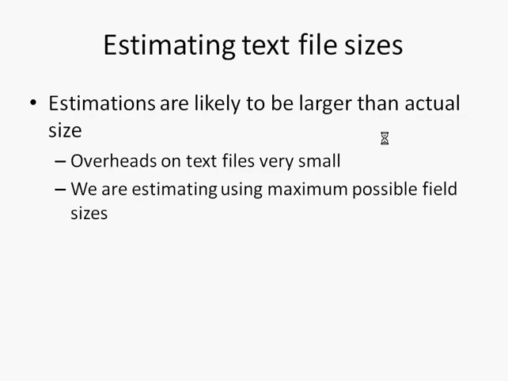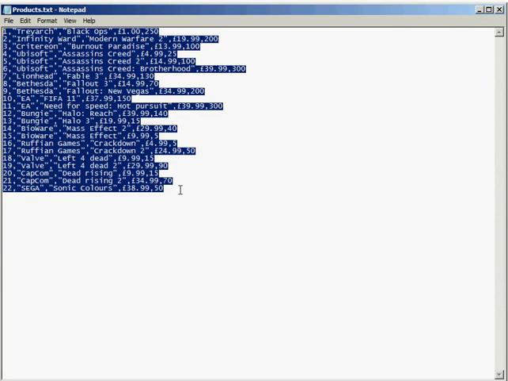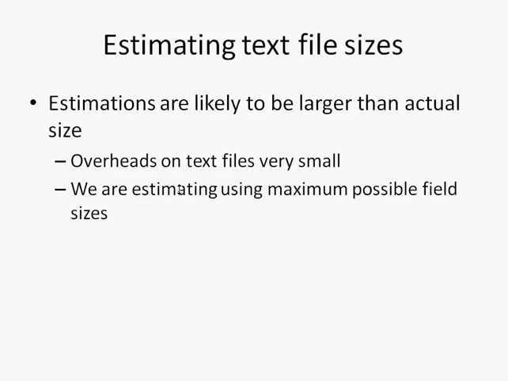Also, we're estimating using the maximum possible field sizes. So an example was we said we'd allow for 5 bytes for the ID, whereas most of our IDs here are taking up either 1 or 2 bytes. And similarly for the text fields, we never use 30 bytes for those. So we can see why our actual real file size is a lot less than the estimation.